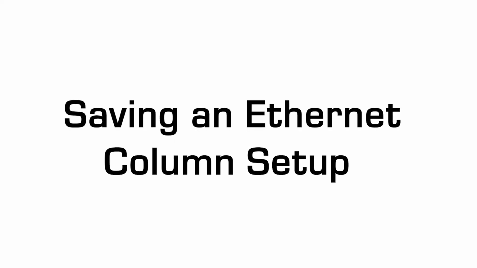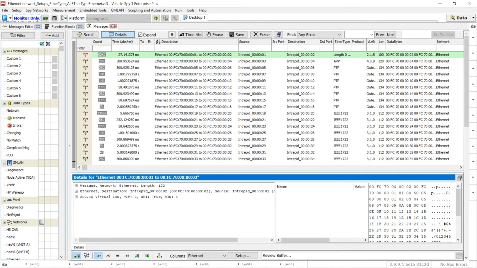Saving an Ethernet column setup. Ethernet setups in Vehicle Spy 3 can be saved for later use in exactly the same way you would do when working with other networks. In this case, since we have now tailored the Messages View to look good when working with Ethernet messages, we'll save the setup. Then we can reload it at any time in the future when we want to work with Ethernet.